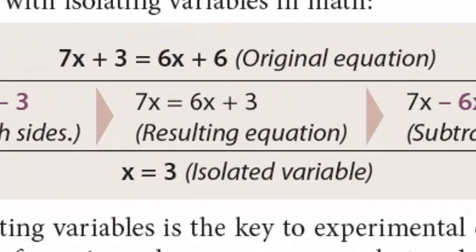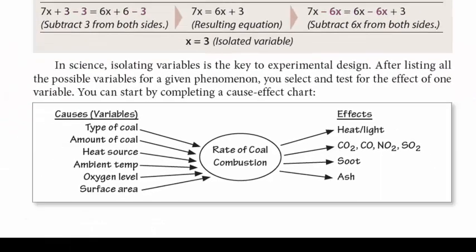Here, 7x and 6x need to appear on the same side of the equation so that we can solve for x. In science, isolating variables is a key to experimental design. To do an experiment about the rate of coal combustion, first you can start by listing the types of variables that might affect it: the type of coal, amount of coal, heat source, and so on. Then you can design an experiment to isolate one of those variables and test it.